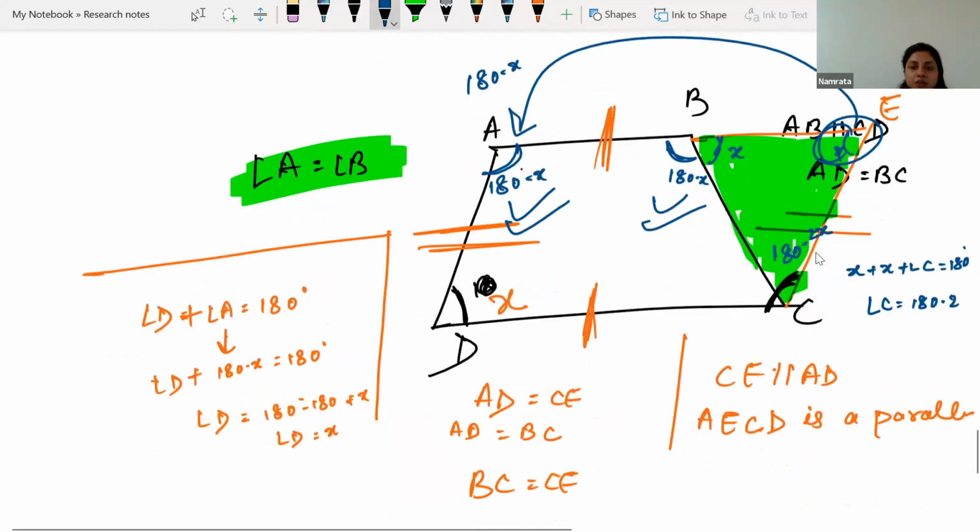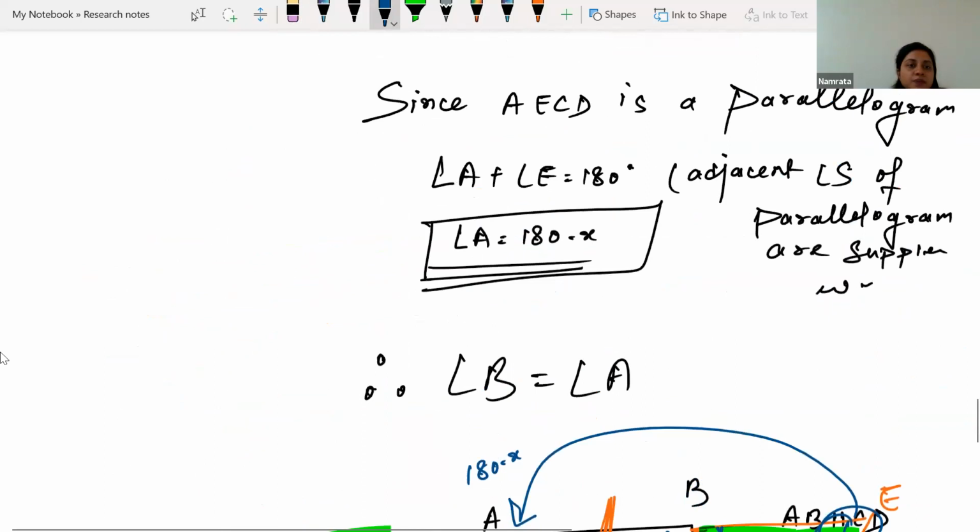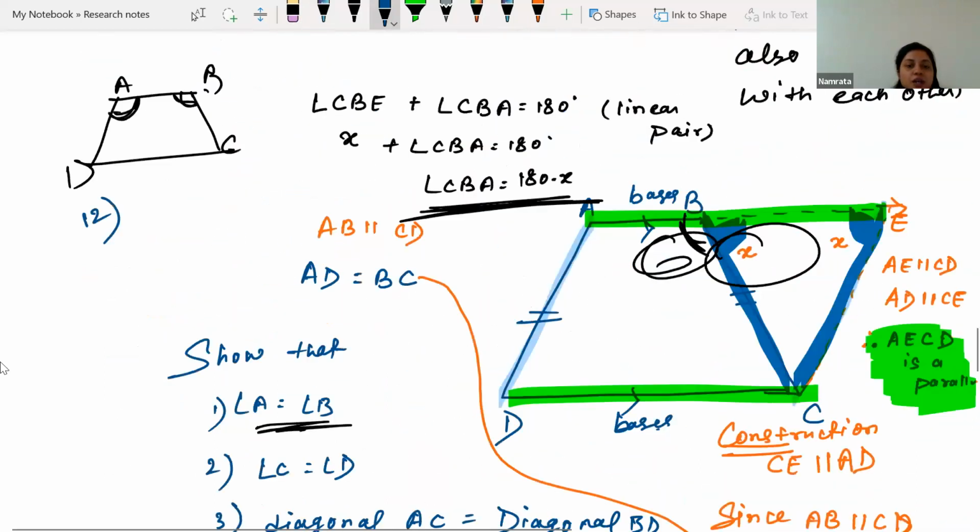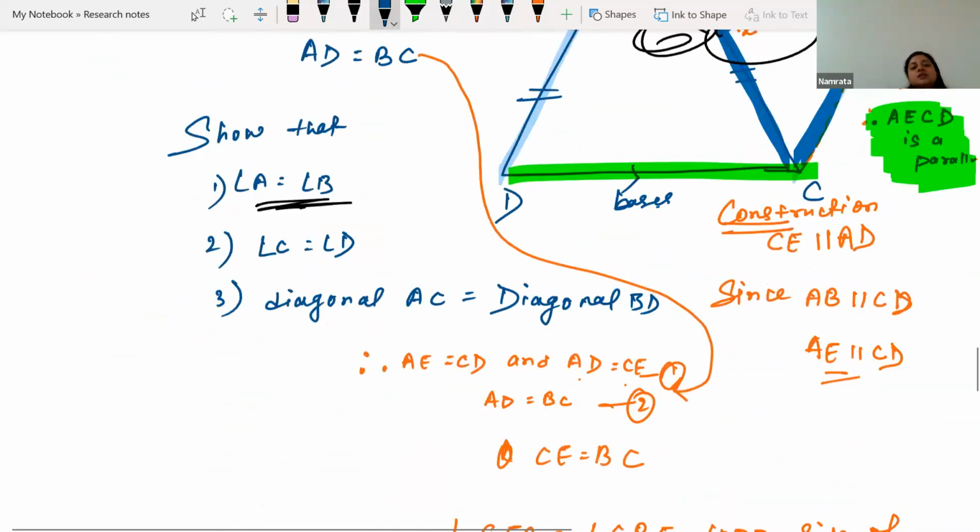What can be taken over here? What is the next part? We have to prove C is equals to D, and we also have to prove one more part that is left. I believe I'll be taking these two parts.